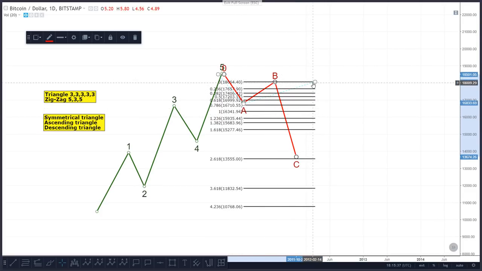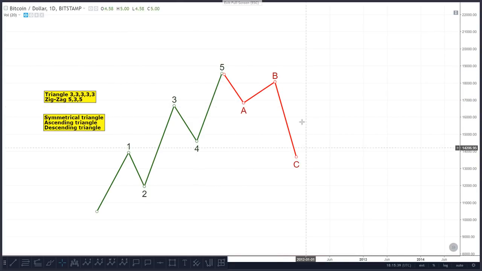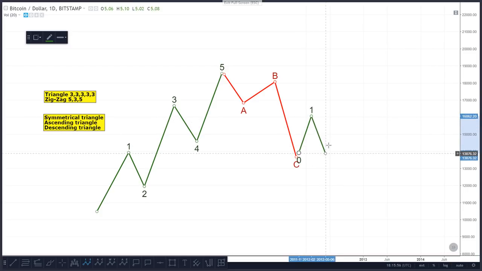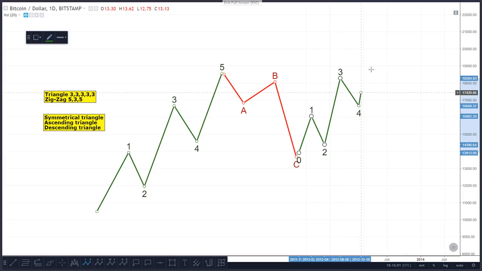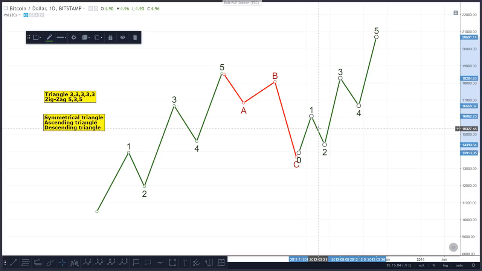And the only way to really know, after you've seen 3 legs down, the only way you can prove for sure that it is corrective is if you start to see an impulse wave coming up. So you expect a 5, 3 down, another 5 up, 3 down, another 5 up. As soon as it crosses this point here at this level, you can be sure that this was corrective.